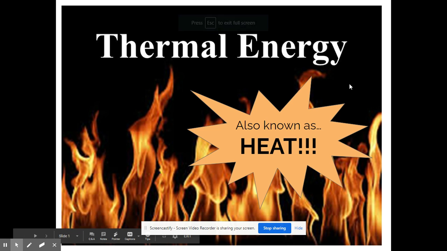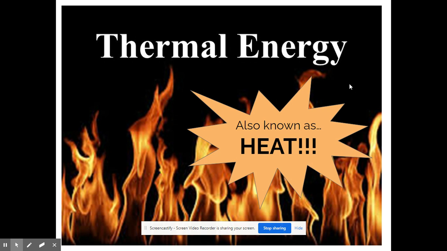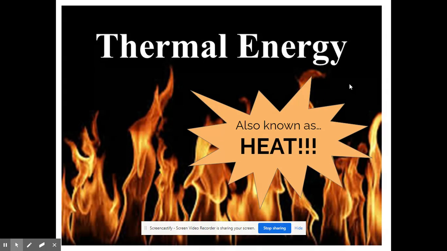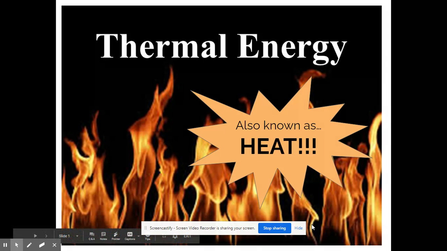Hey guys, so this week we're going to be talking about thermal energy or heat energy and the heat transfer that occurs. There are three different types of heat transfer. One is conduction, the next one is convection, and the last one is radiation. I'm going to go through those and you will have assignments on those this week.